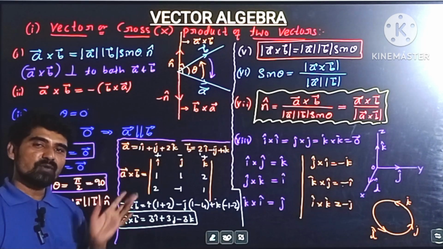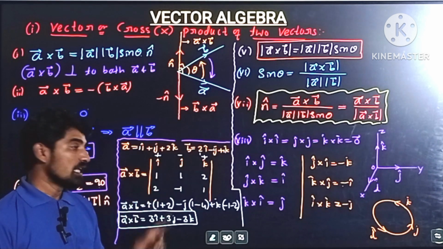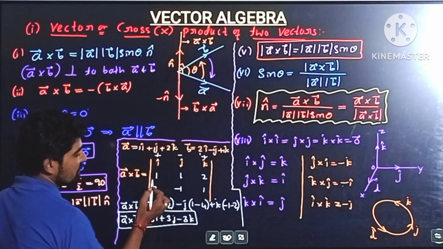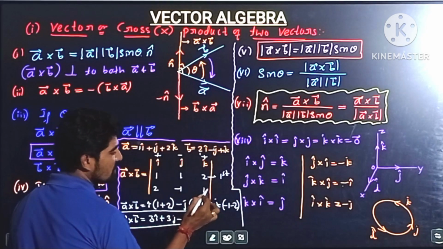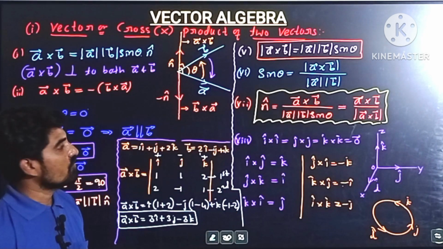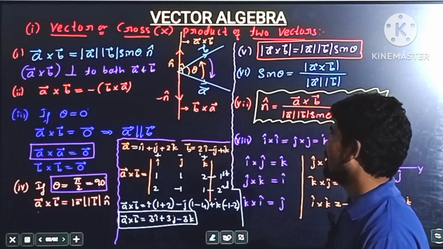Cross product of any two vectors is calculated by using the determinant method, where the first row is unit vectors i, j and k, the second row is the coefficients of i, j, k in the first vector, and the third row is the coefficients of i, j, k in the second vector. I hope all of you understood this concept, cross product or vector product of two vectors.